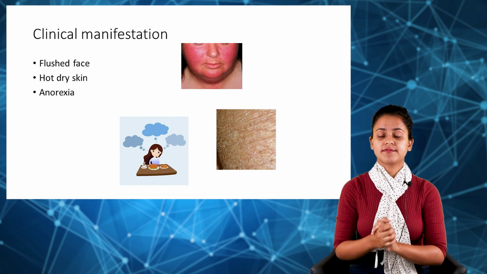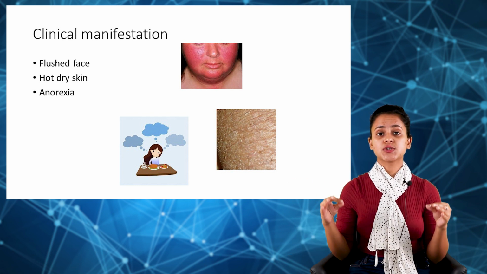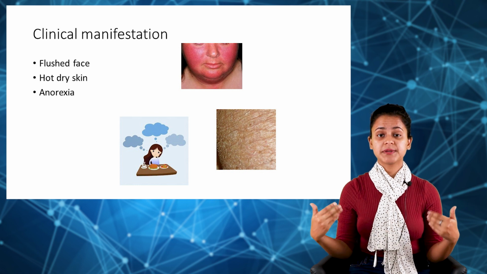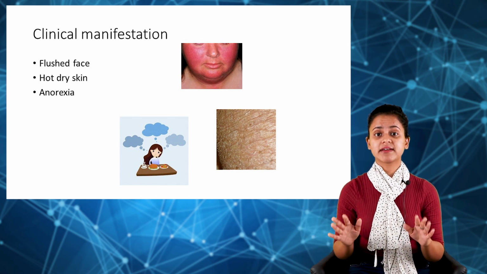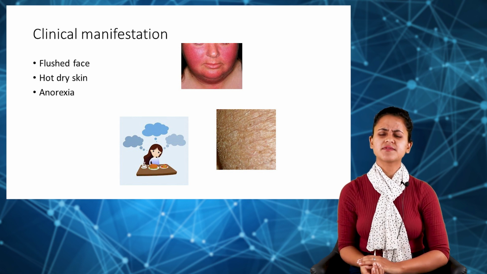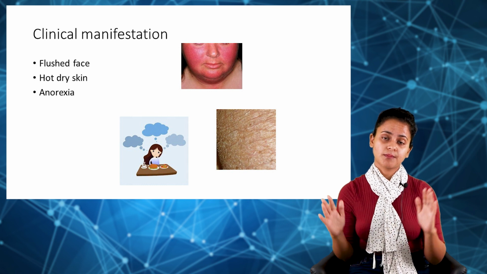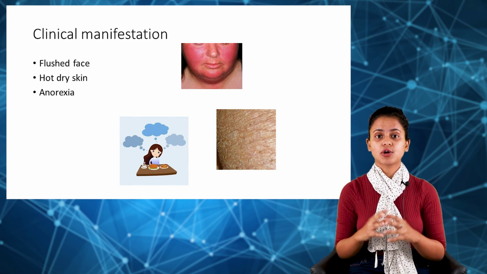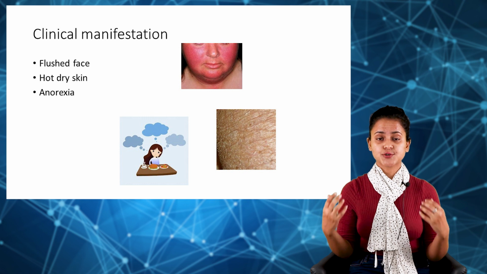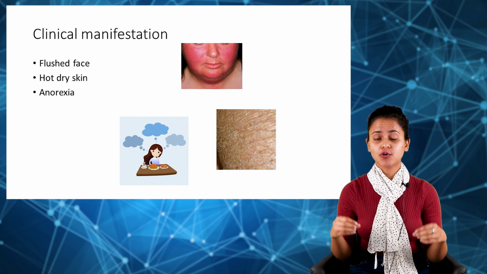The next is definitely hot and dry skin. Almost always a person with hyperthermia will be dehydrated. That is the reason they will have dry skin. The next one is anorexia. It is a very common complaint of a patient who is suffering from hyperthermia. There will be loss of appetite. Due to that, the client will almost always refuse to eat, even to drink fluids.